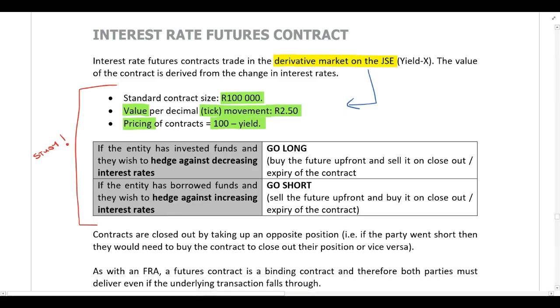Then, please note, if we are dealing with an investor, they are going to be worried about interest rates decreasing. And if they're worried about interest rates decreasing, that means they need to go long. On the other hand, if we are dealing with a borrower, they are going to be concerned that interest rates increase, and they then need to go short. Now, please remember, if you go long, that means you buy now and you sell later. Whereas if you go short, it means you sell now and you buy later.